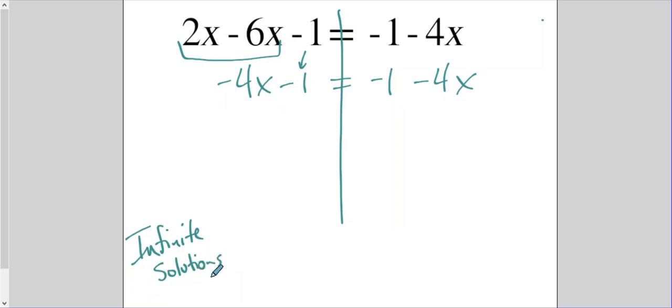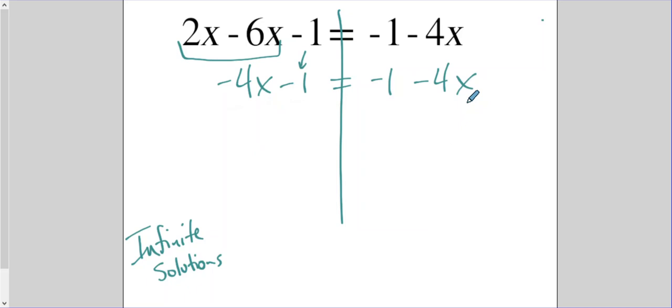It doesn't matter what number I plug in. Whatever this expression equals, it will be the exact same thing on the right side. It doesn't matter what number I plug in for this x. As long as I plug in the same number for that x, these expressions will always be equal to each other. I'm going to finish this just because it's not always that easy to recognize.